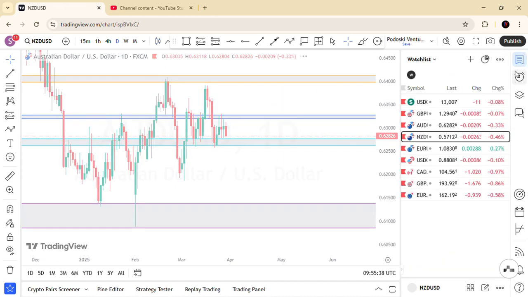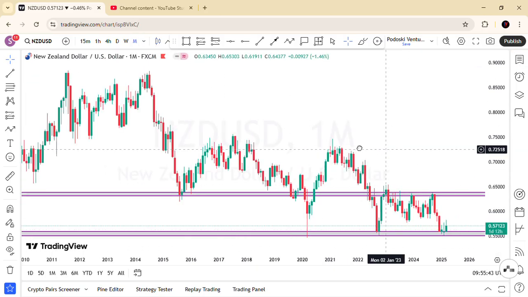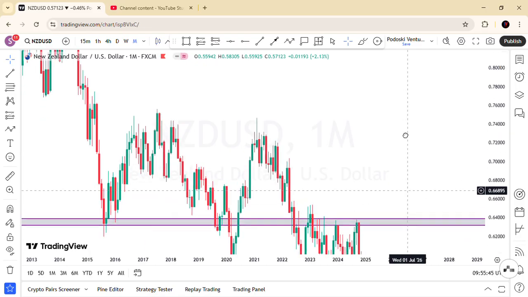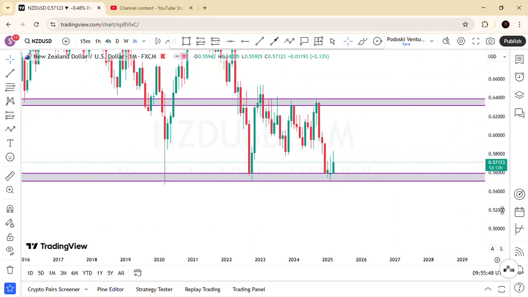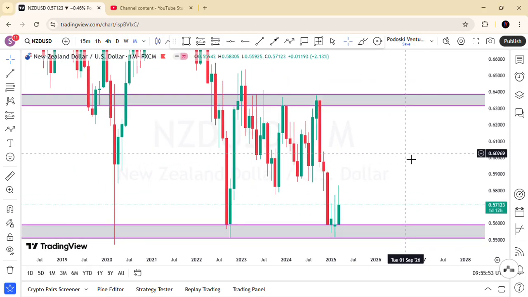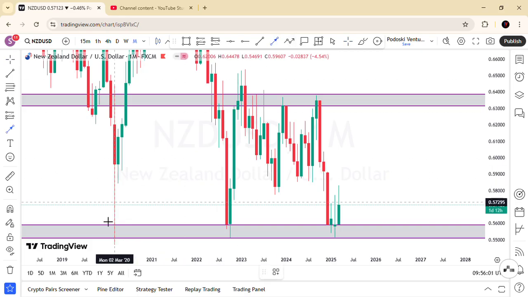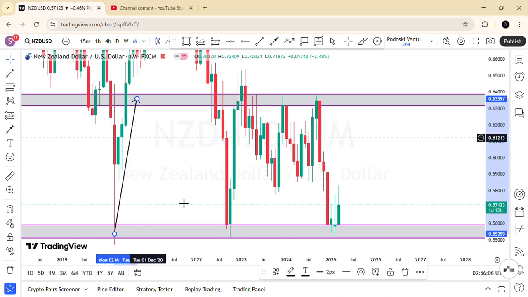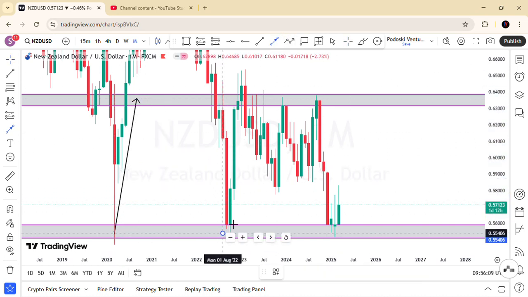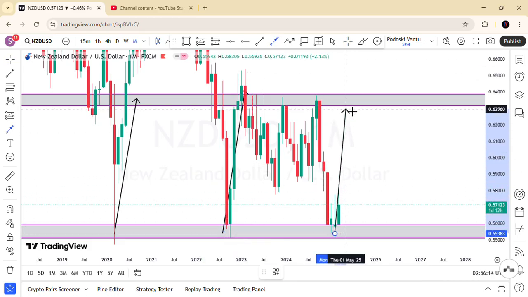The next pair on the list is NZDUSD. NZDUSD is bullish. This I can say because anytime price taps into this certain demand zone, price tends to go up. So we are also expecting the same to happen over here.